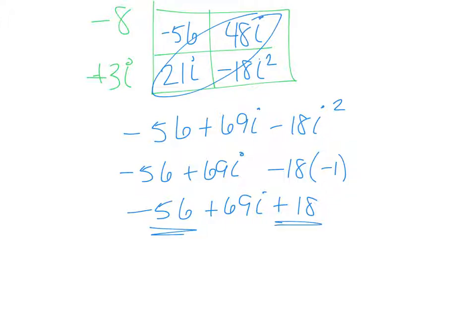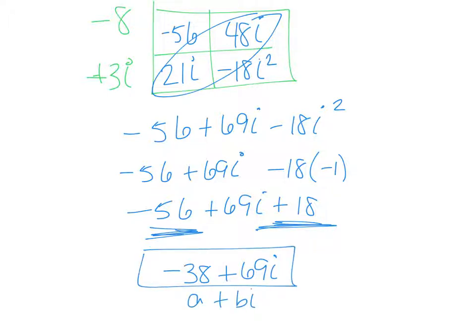And I'm going to put this in a plus bi form, meaning that I have -38 first, because -56 plus 18 is -38, and then plus 69i. So again, a plus bi form. The imaginary part comes second.